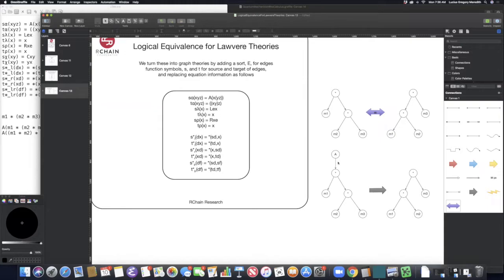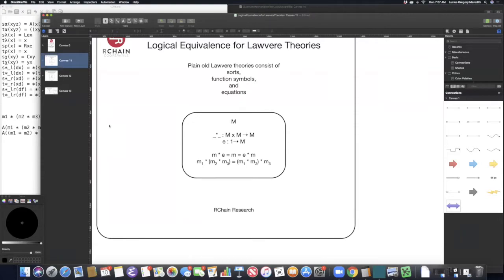So then we can put back all the bisimulation information. We can treat these rewrites as rewrites in a bisimulation relation. And so then we can look at the bisimulation equivalence classes. And over here, in the plain old Lawvere theory that isn't a graph theory, we can look at the logical equivalence classes.